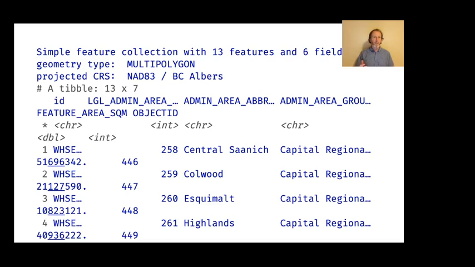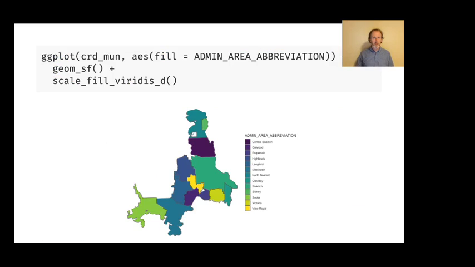And so now we've got a real SF object. We've got 13 features, 6 fields. It's a multi-polygon, and this is something that we now know how to work with in our normal workflow. And just to show that we've got what we asked for, this is the Capital Regional District with the boundaries of the 13 municipalities that are within it.